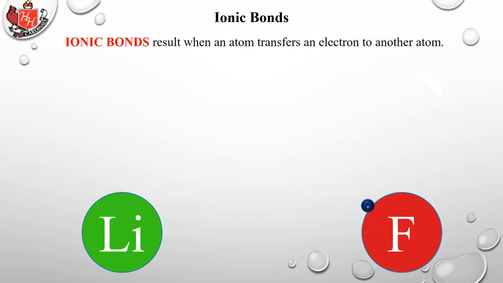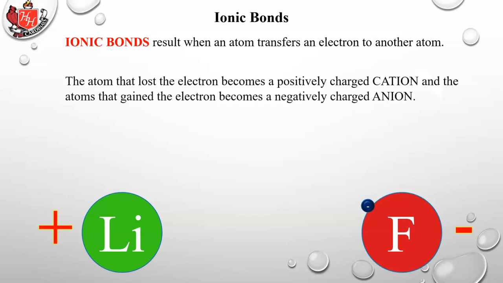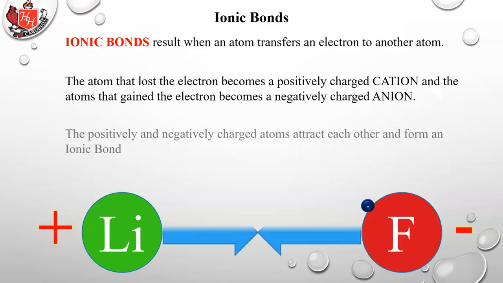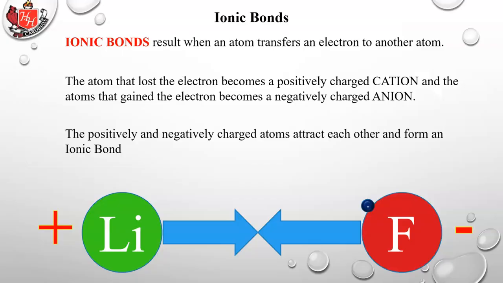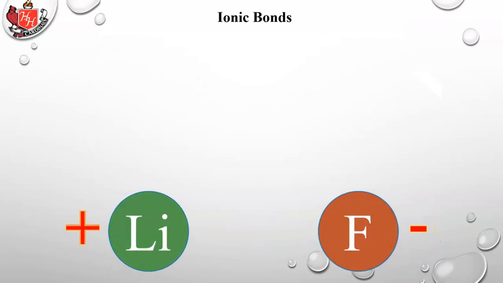So ionic bonds result when an atom transfers an electron to another atom. So there you saw the electron jump from the lithium to the fluorine. That essentially is the whole lesson right there. That's what an ionic bond is. The atom that lost the electron becomes a positively charged cation, and the atom that gained the electron becomes a negatively charged anion. The positively and negatively charged atoms or ions attract each other and form an ionic bond.